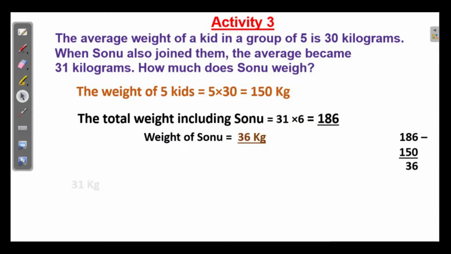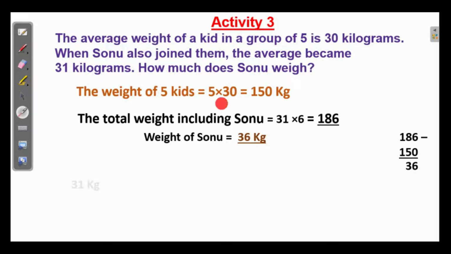The third activity is: the average weight of a kid in a group of 5 is 30 kilograms. When Sonu also joined them, the average became 31 kilograms. How much does Sonu weigh? Can you do it in your mind itself first? Okay, let us do this in the other way.